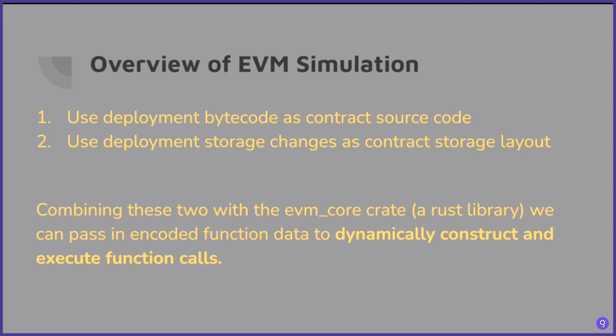All right. So pretty much how this works is we use deployment bytecode as the contract source code, and use the storage changes from deployment as the contract storage layout. Using this, we can use our EVM core crate to construct a machine instance. You can pass in encoded function data, dynamically construct function calls, and execute function calls locally.